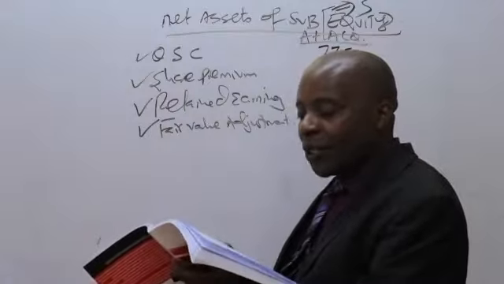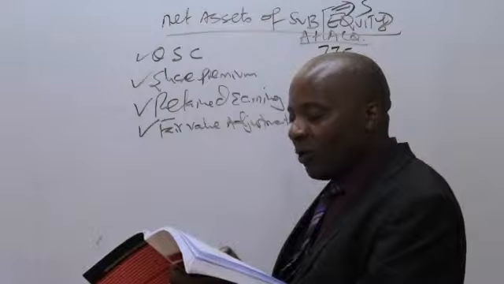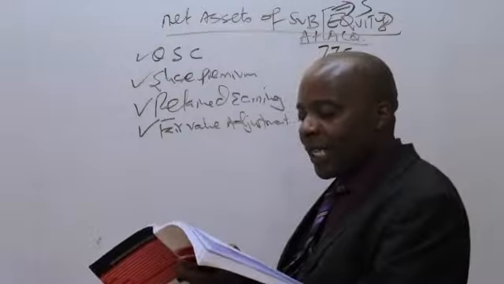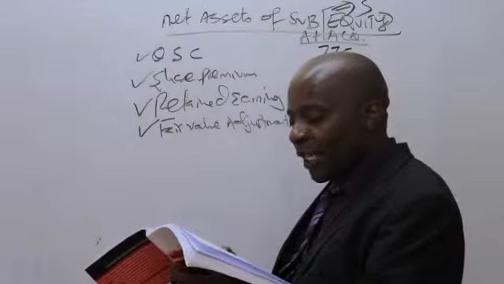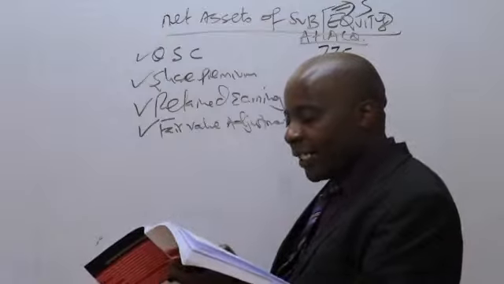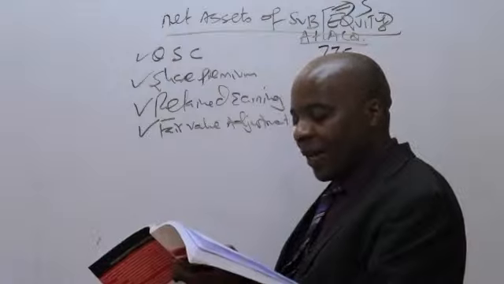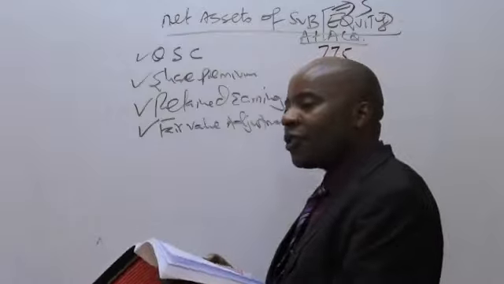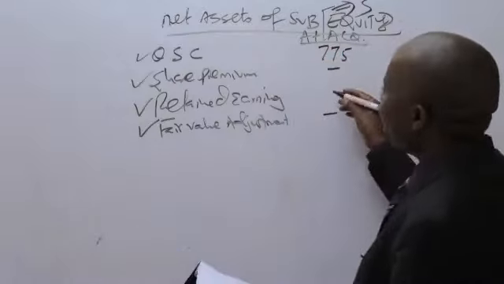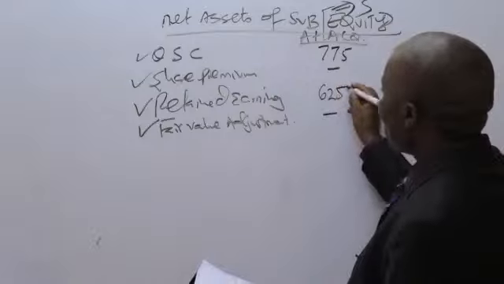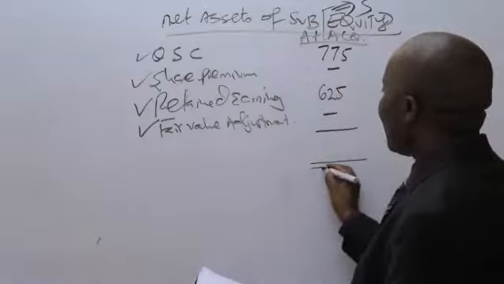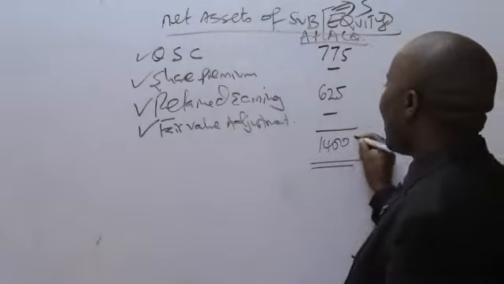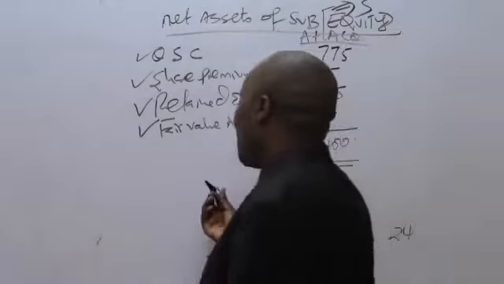In the additional information, they told you that S Limited's net assets had a fair value of shillings 1400 as at 1st April 2016, represented by equity share capital of 775 and retained earnings of 625. So 625. Let me add these two, they come to 1400. Great. So you write here goodwill on acquisition.